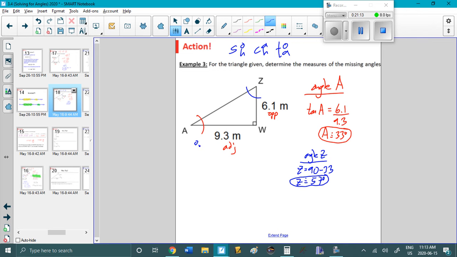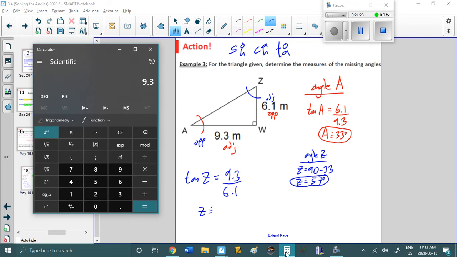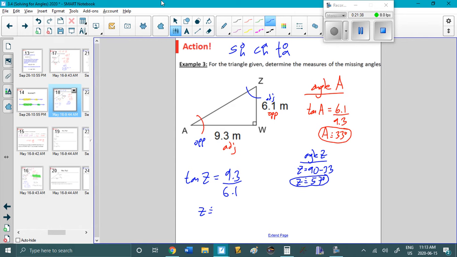This would now be your opposite. This would be your adjacent. So tan Z, because we're dealing with O and A, is 9.3 divided by 6.1. So 9.3 divided by 6.1 equals, and then I do shift tan. And I get 56.7, or about 57 degrees, which is the same as what I got the easy way.